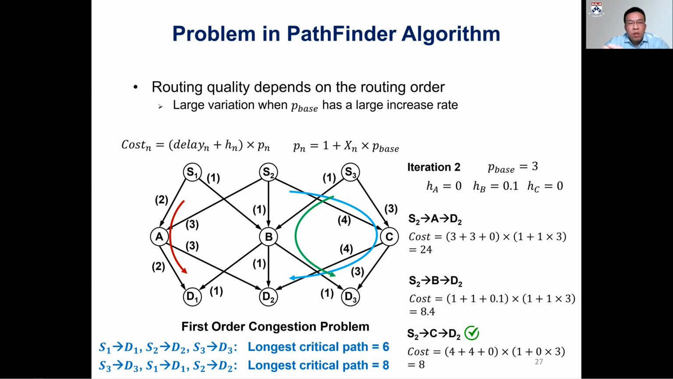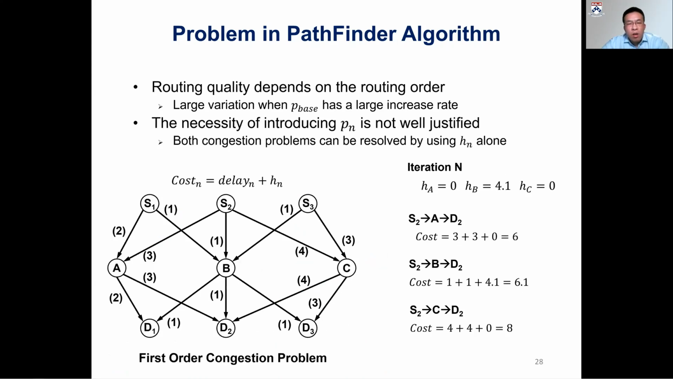This means that the routing quality varies under different routing orders. Since it is very hard to find the optimum routing order, it is also very hard to get the optimum routing quality. The second problem is that these two routing congestion problems do not well justify the necessity of introducing the coefficient Pn, since both congestion problems can be resolved by using Hn alone.